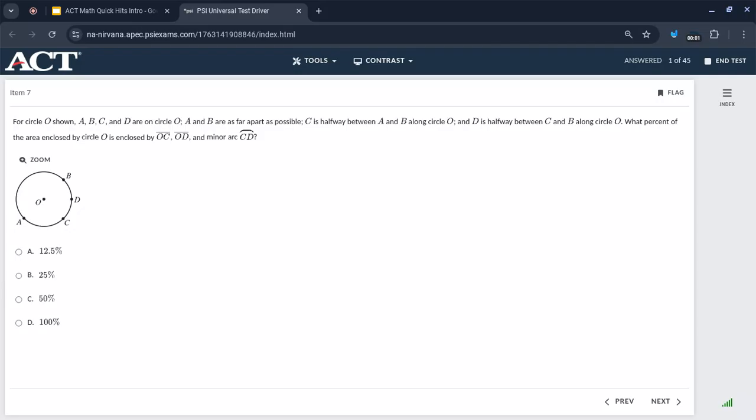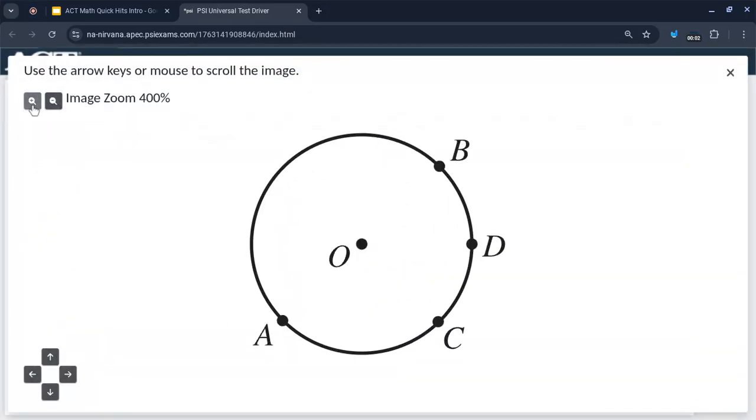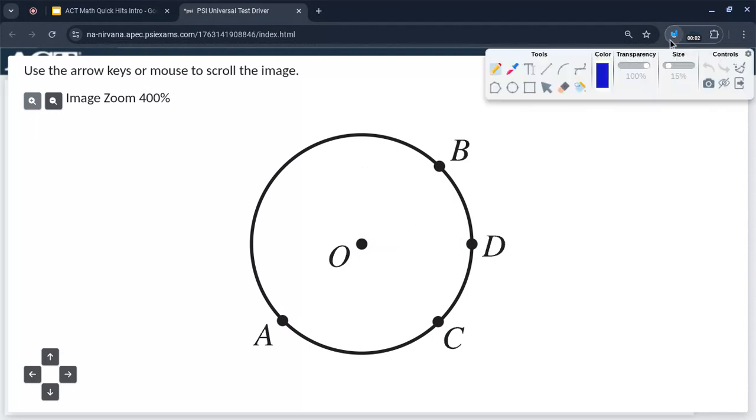Then it tells us C is halfway in between A and B. D is halfway in between C and B. What percentage of the area enclosed by circle O is enclosed by OC, OD, and minor arc CD? Okay, so that is a lot to unpack in this very wordy question. So I'm going to zoom into this one just so I can do some drawing for you and hopefully make it a little bit clearer.